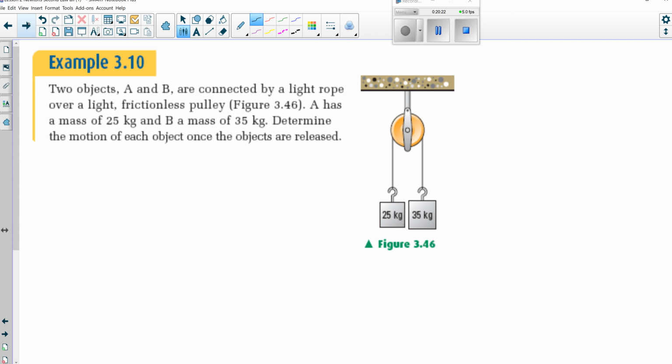Yeah. Okay. So in this system, I got two masses hung over a vertical pulley. One of them's 35 kilograms, the other one's 25 kilograms. Let's say I'm holding this pulley system and I let it go. What's going to happen? That's right. The 35 kilogram mass is heavier, so it's going to go down and lift the 25 kilogram mass over the pulley. It'll stop when the 25 kilogram mass crashes into the pulley.